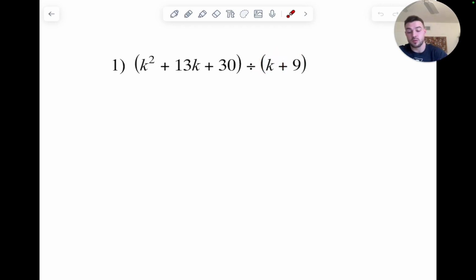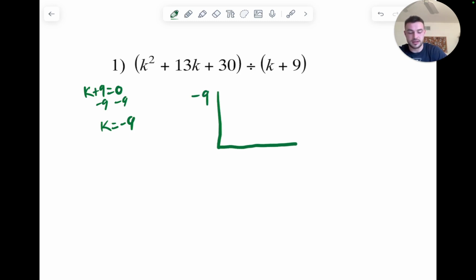What we're going to do is take what we are dividing by and set it equal to 0. When you do that, we subtract the 9 over, and we get k is equal to -9. So we're going to do our synthetic division with our -9. You take the -9 and put it on the outside, and then we use what looks like the bottom left portion of a rectangle. Then take all of the coefficients, the numbers in front of each of our variables, inside what we are dividing.